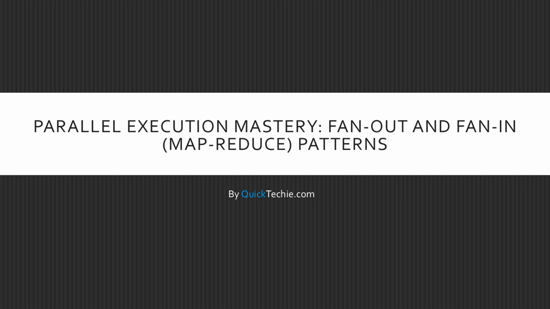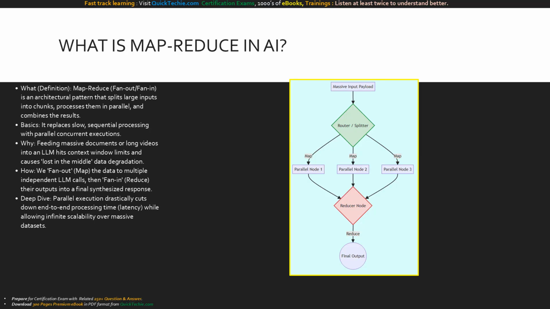Let's get started. As senior developers, we constantly face the limits of LLM context windows and latency. When processing a massive document or a long video, feeding it all at once is slow, expensive, and error-prone due to the model forgetting middle context. Enter the MapReduce pattern, or fan-out and fan-in.